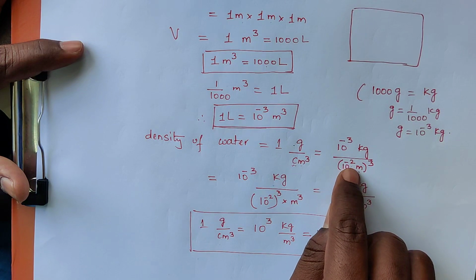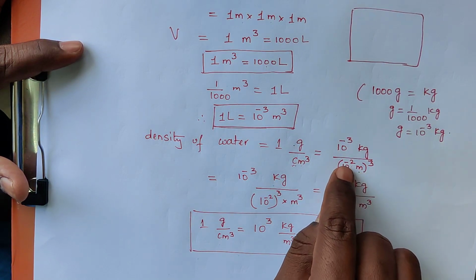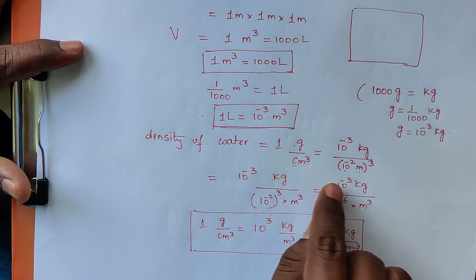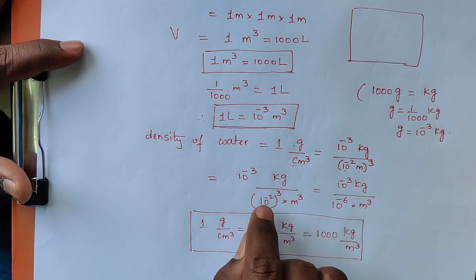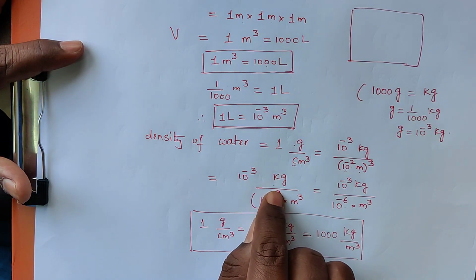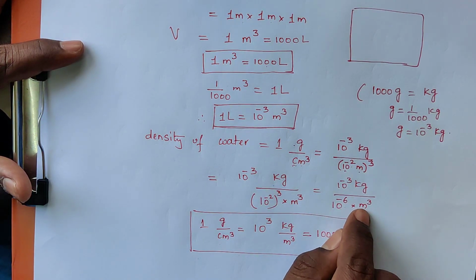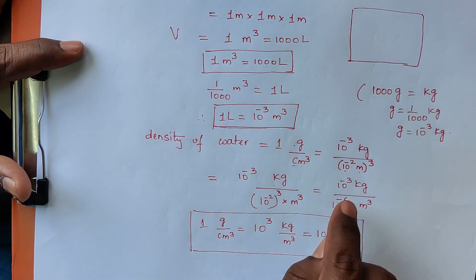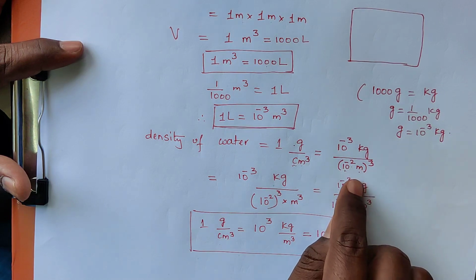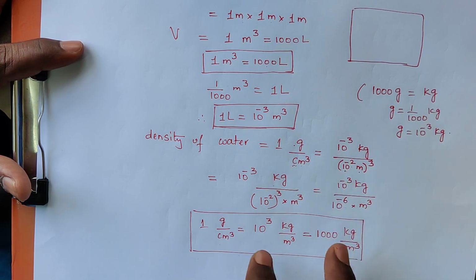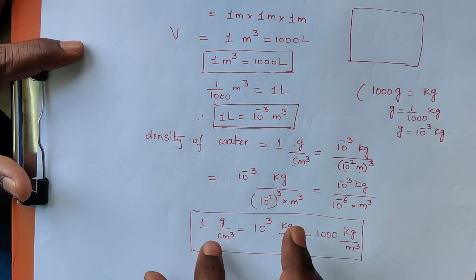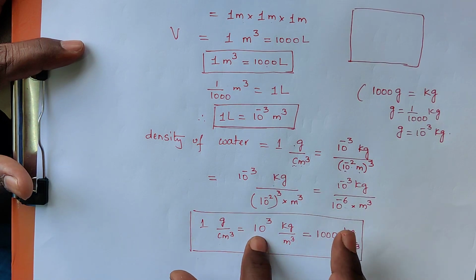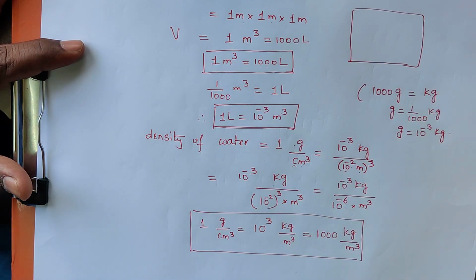ఇక్కడ స్ప్లిట్ చేస్తున్నా 10 to the power of minus 2 meters whole cube ఉంది కాబట్టి 10 to the power of minus 2 whole cube into meter cube, that is equal to 10 to the power of minus 3 kg divided by 10 to the power of minus 2 into 3 minus 6, 10 to the power of minus 6 meter cube. So 1 gram per centimeter cube it turns out as 10 to the power of minus 3, ఈ ప్లస్ మైనస్ 6 ఇటు పోతే ఏమవుతుంది ప్లస్ 6 అవుతుంది, 10 to the power of plus 3 kg per meter cube. So 1 gram per centimeter cube equal to 1000 kg per meter cube.